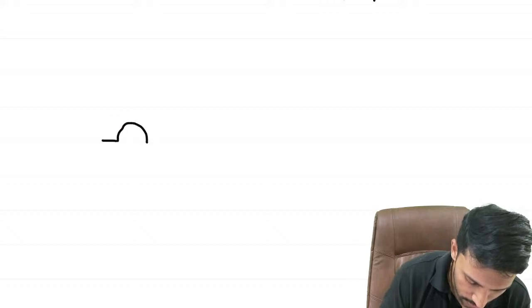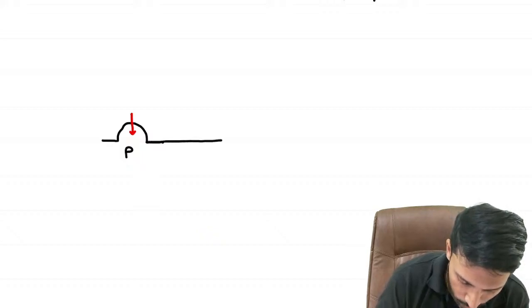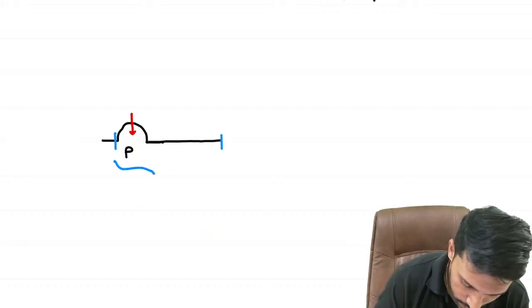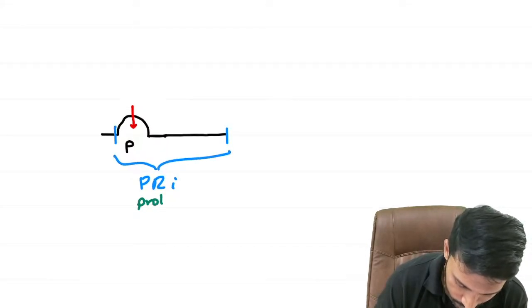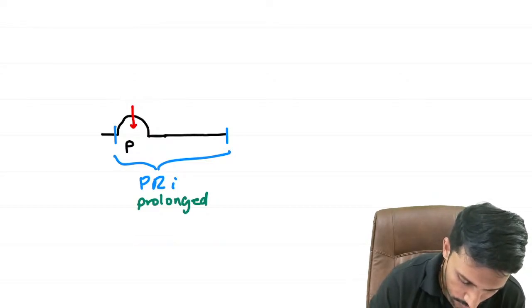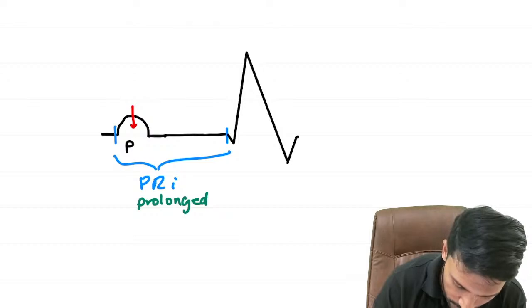So the first thing that is happening is the amplitude of the P is becoming decreased. Then the PR interval is becoming prolonged, and then the QRS duration, right? The QRS duration is also becoming prolonged.